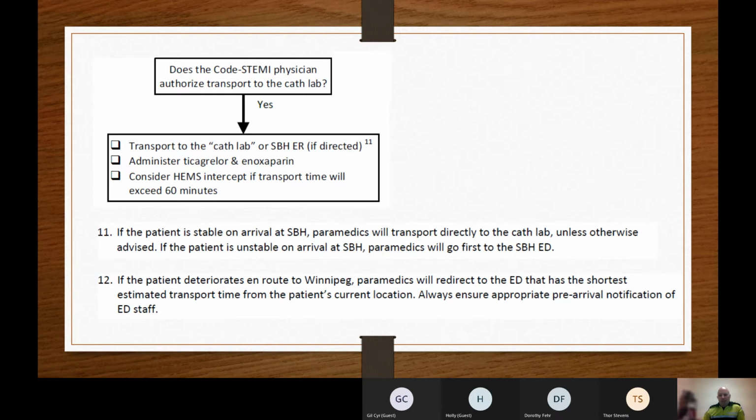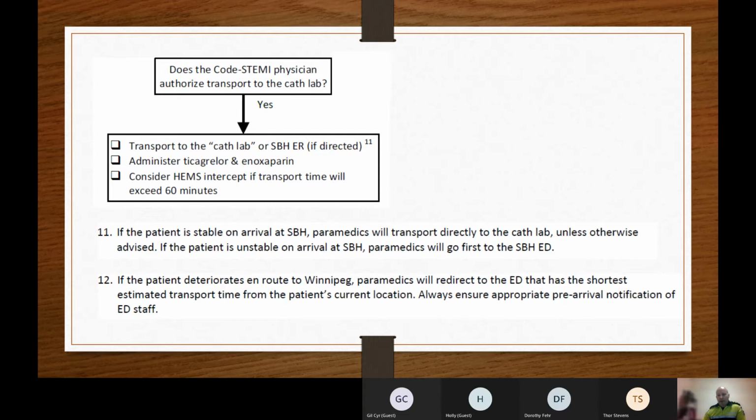So if you text your picture of your 12 and or 15, don't forget to do a 15. Send those to the cath physician, and if they say go to the cath lab, we start going to the cath lab. Only as directed by the physician, we administer Ticagrelor or Enoxaparin.